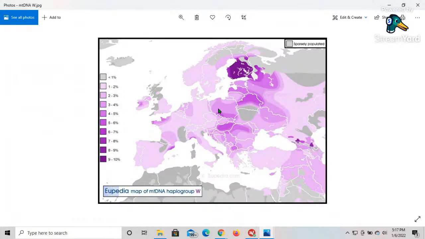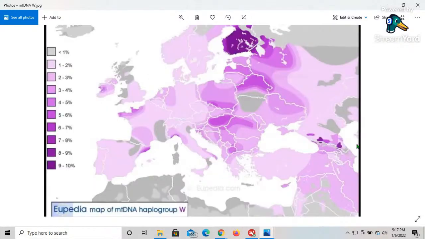W is another Semitic mitochondrial haplogroup. The maternal line, one of the maternal lines is W. It's from the Semitic line. Not sure if this might be found in America too. I'm not sure about that. I have to reconfirm that if it's true.